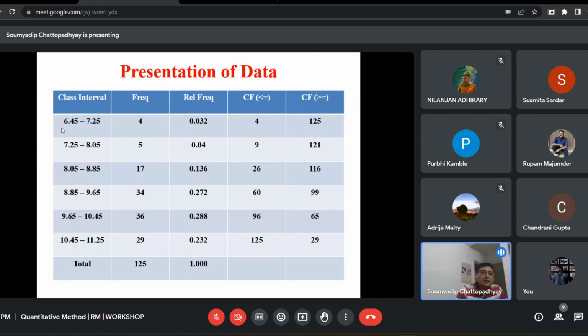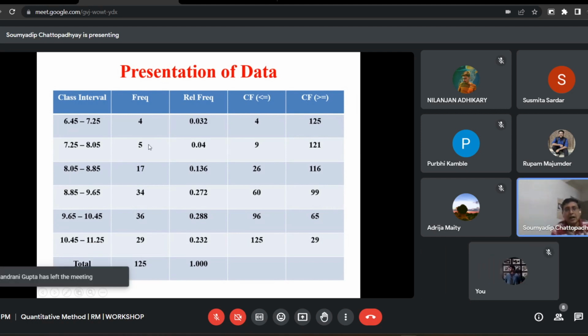Class interval means you can define 6.45 to 7.25 centimeters, then 7.25 to 8.05, then 8.05 to 8.85. Now see that all the class widths, that means the difference between the lower class mark and the upper class mark, are the same. The difference between this and this is always the same. So what is the interpretation of, say, this 5? Out of 125 trees, there are 5 such trees whose heights lie between 7.25 centimeters and 8.05 centimeters.